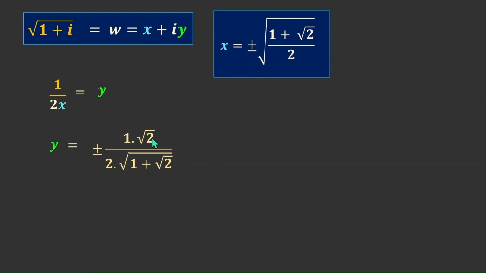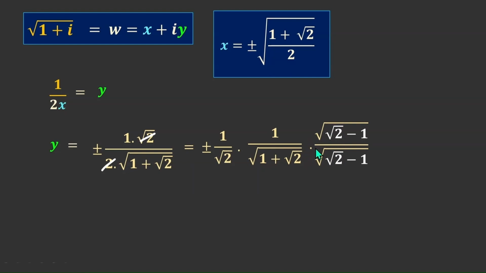So now let's simplify this. So here 2 and root 2. Root 2 is a factor of 2, so it gets cancelled to give us plus minus 1 by root 2, because 2 is equal to root 2 into root 2. And now what is left is 1 divided by root of (1 plus root 2). And now to simplify this, the best method is to rationalize it, because we have irrational terms in the denominator. We want to bring it to the numerator. So we'll rationalize it by multiplying it by root of (root 2 minus 1) divided by root of (root 2 minus 1).